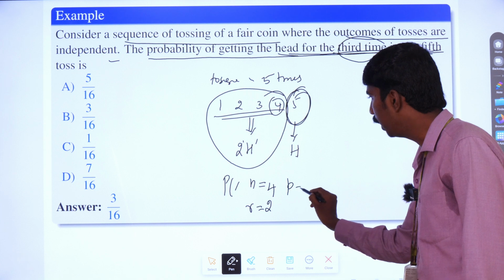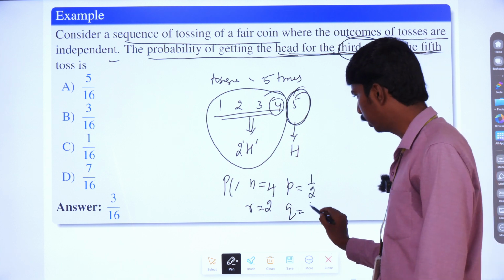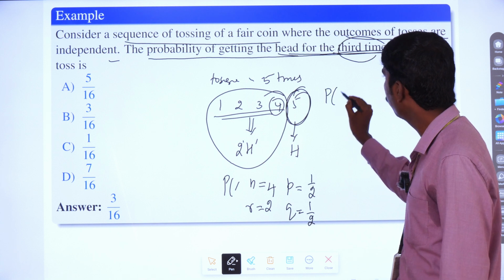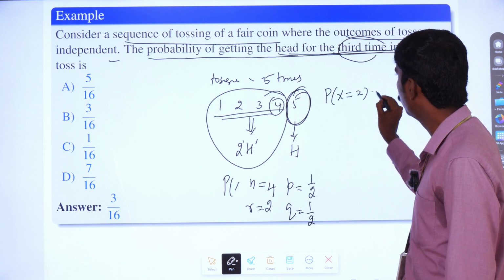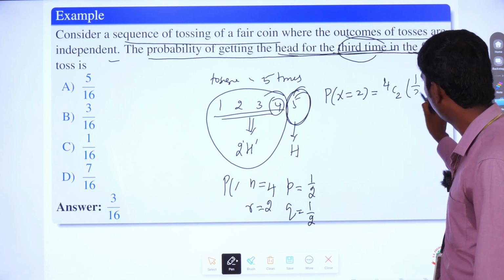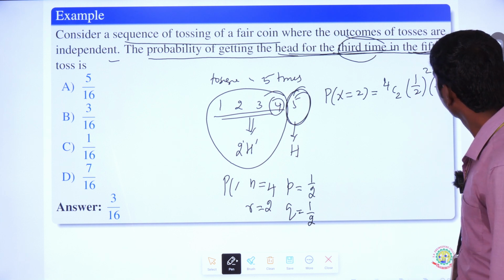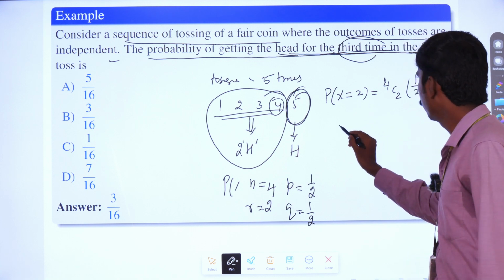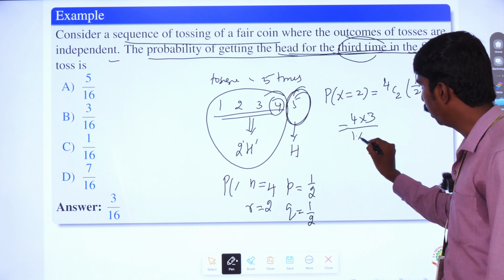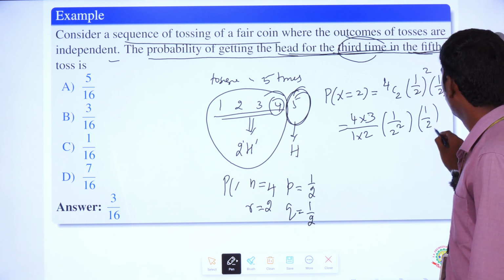So what is the probability of getting head? In the previous problem we saw 1 by 2. And what is the probability of failure? Similarly 1 by 2. So when I substitute in this one, that is P of x equal to r value as 2, then nCr, therefore 4C2 into 1 by 2 power r, therefore r as 2, again 1 by 2 power 4 minus 2. So that is equal. Similarly you can solve 4C2 as 4 into 3 divided by 1 into 2, then 1 divided by 2 whole square, then similarly 1 divided by 2 whole square.